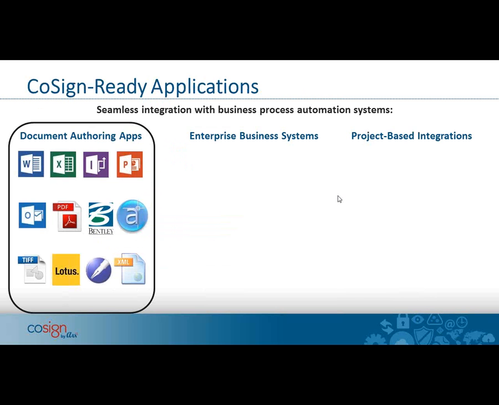Okay, so moving right along, we're going to get into some demos very shortly here. But to sum it up, with Cosign, we can sign your Word, your Excel. If you're using InfoPath, that's PowerPoint. But PDFs primarily, or any format that you can print, we can convert it to PDF on the fly with our tool and then sign off on it very easily.